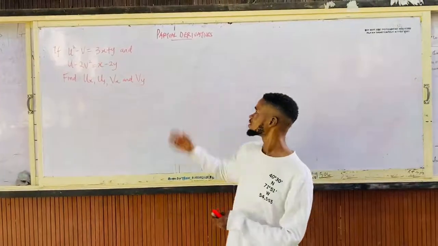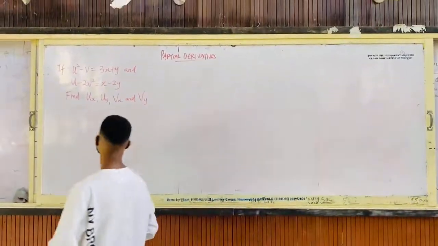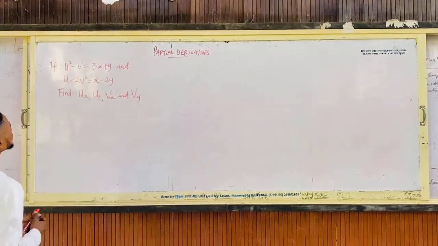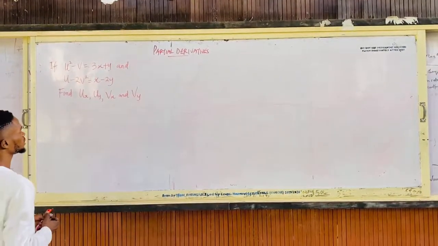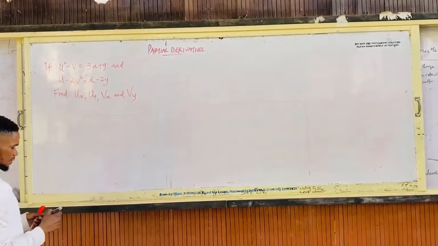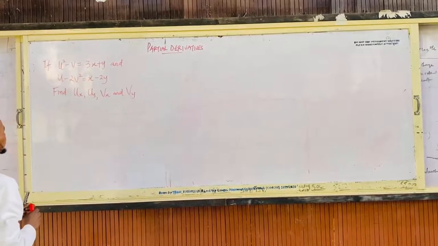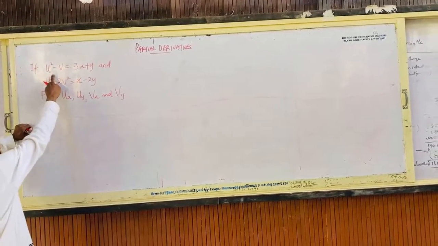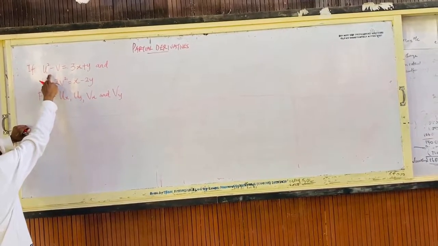So now let's solve this partial derivative without using Jacobian. Now this is u squared minus v is equal to 3x plus y, and u minus 2v squared is equal to x minus 2y. Now let's differentiate this function partially with respect to x, implicit function.